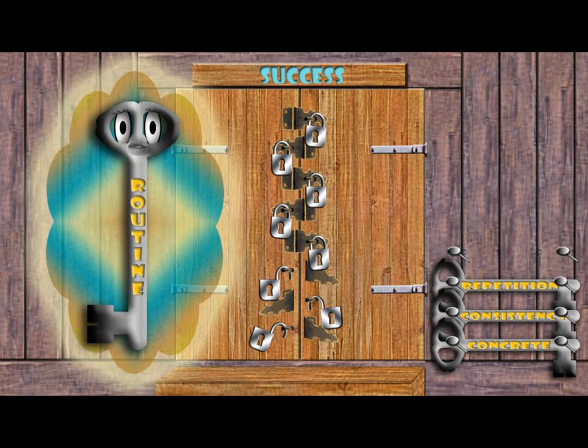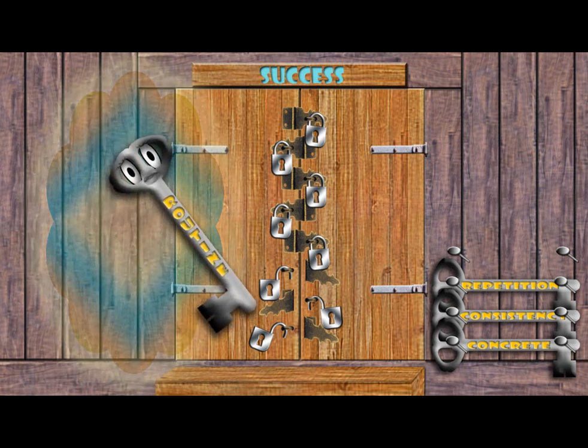You now have half of the magic keys to unlocking the door. I can see Mario being more successful every day. Let's find out what else you can do.